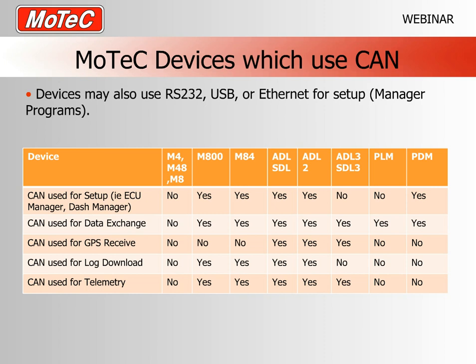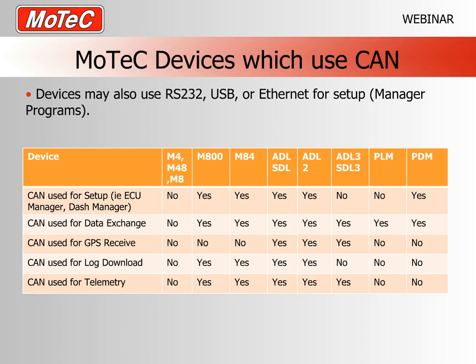CAN is not used for GPS receive, but our M800s use RS-232 for GPS receive, which is the most common form of GPS system. CAN is used for log downloads and it's also used for telemetry. Now the M84, which is an entry-level version of our M800 series, shares the same capabilities as the M800. So these are very powerful tools and they have a lot of CAN capabilities.